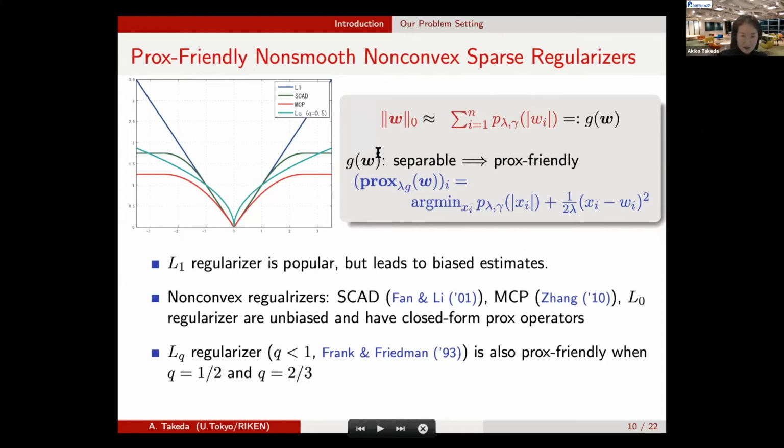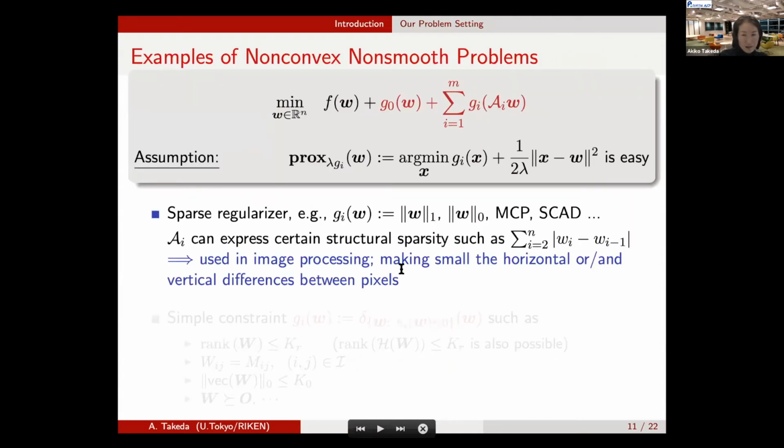Because the function is separable, it's enough to solve an optimization having only one variable. If we do this calculation for each element of the vector, we can get a closed-form solution. So we can replace the L0 part by another one, and we can think of another type of sparse regularizer for G0, G1, and so on.